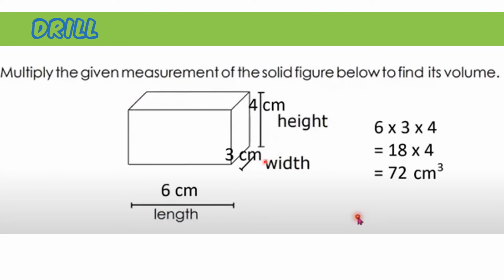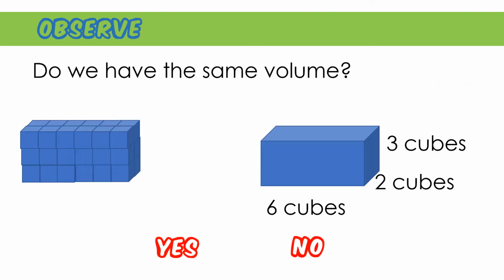Yan. We multiply 6 times 3 times 4. So, that's 6 times 3 is 18, times 4. That gives us 72 centimeters na mayroon tayong ilalagay na 3 dito sa gilid. That means cube. In solving the volume, we write the small number 3. This is read as 72 cubic centimeters. Again, 72 cubic centimeters. Do we have the same volume?